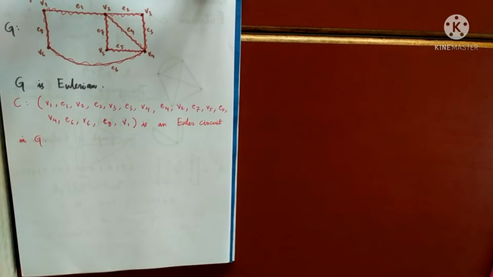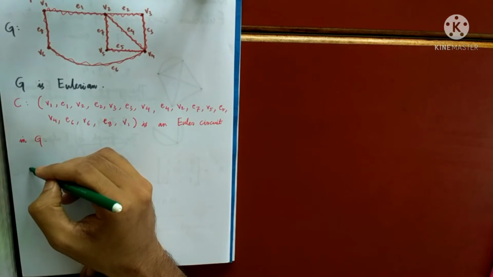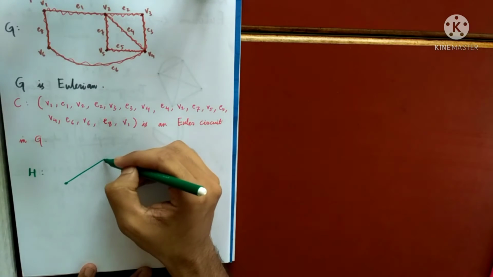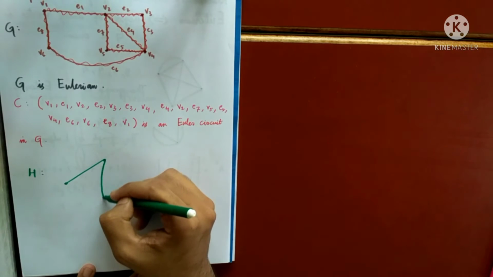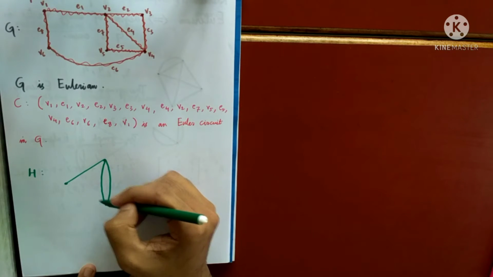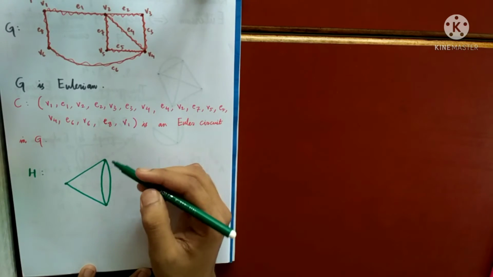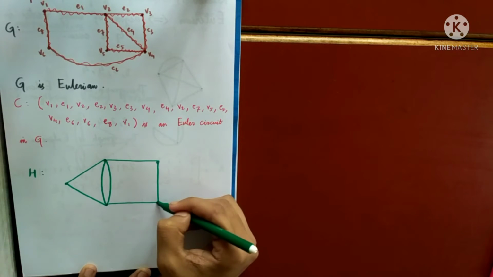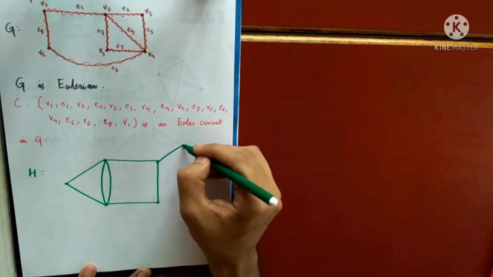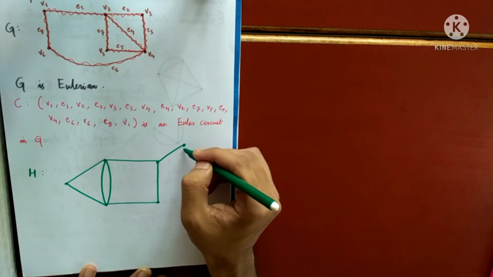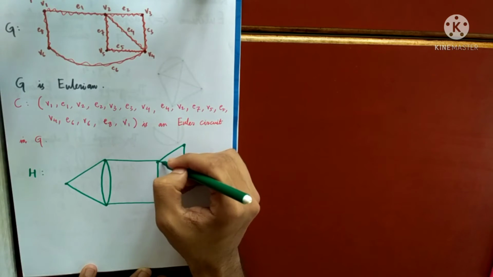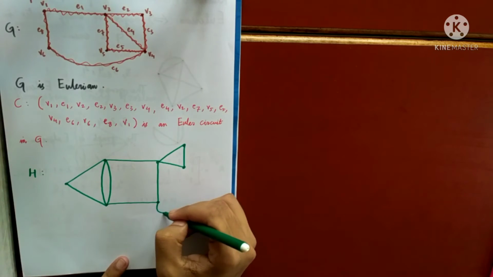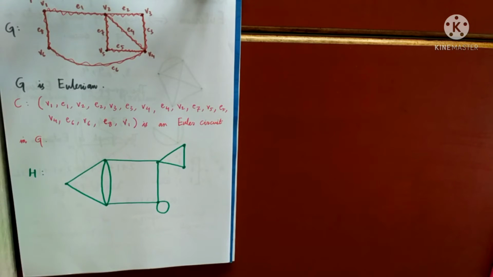So let me take another example. Let me take this graph. Consider the graph H, suppose, and this graph looks something like this. It has got some parallel edges. It looks like a rocket. Okay, so this is the graph I am talking about.